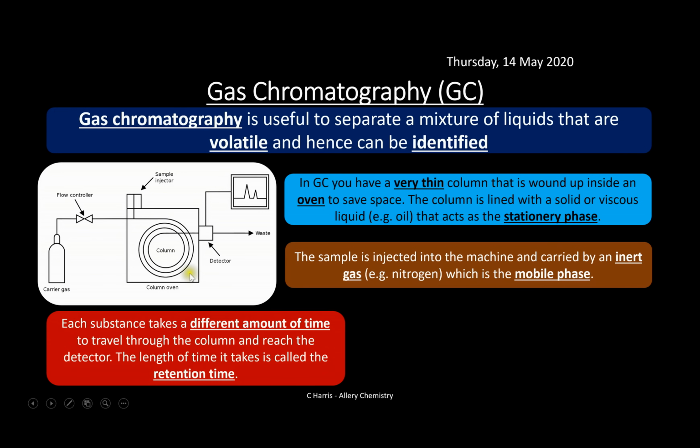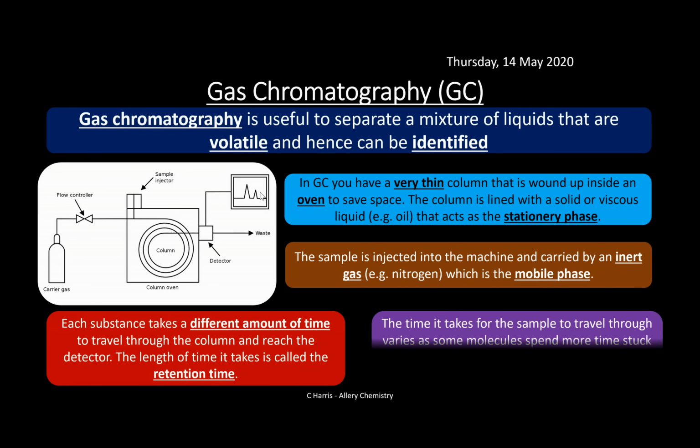And so what it does is each substance takes a different amount of time to travel through the column, okay, and it reaches the detector. So it comes out and reaches the detector, and our waste then comes out on the other side. The length of time it takes is called the retention time. So we put it through here. It spends time going round and round, and then it comes out. Every time it comes out here, it detects it and sends a signal to your machine, which then tells you the peaks that are formed, and it tells us what the substance possibly could be by comparing with the library. But we'll look at that in a moment.